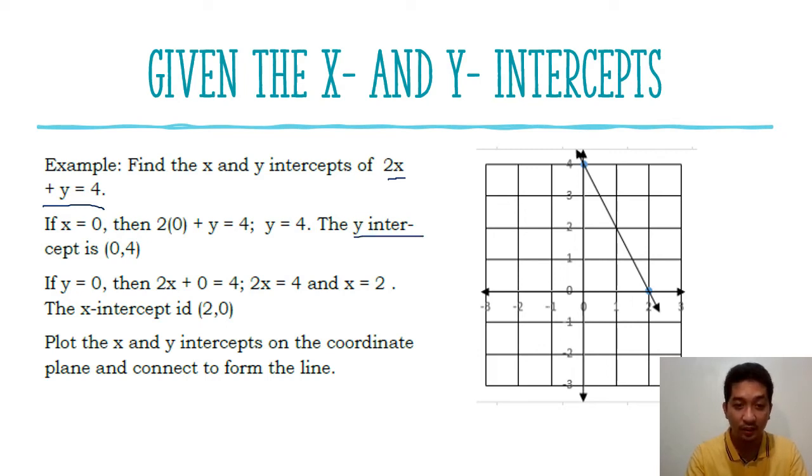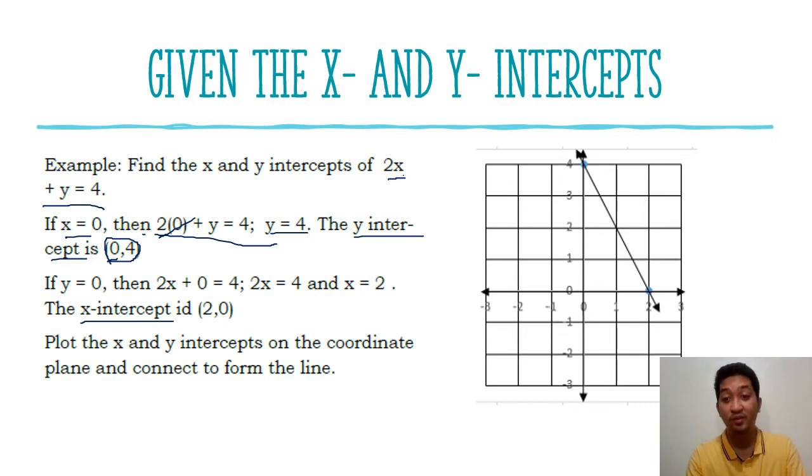Pag hinanap mo yung y-intercept, gagawin mong 0 yung x. Ayan na yun. So, you have 2x, so magiging 2 times 0 plus y is equal to 4. Okay? And then solve for y. Since 2 times 0 is 0, pwede mo na siyang i-cancel. You will get y equals 4. So, ang iyong y-intercept will be a point. So, it must be an ordered pair, 0 and 4. Okay?